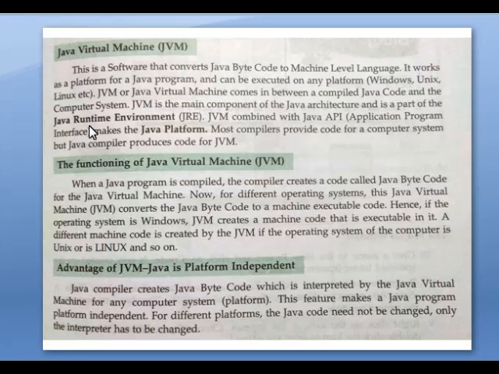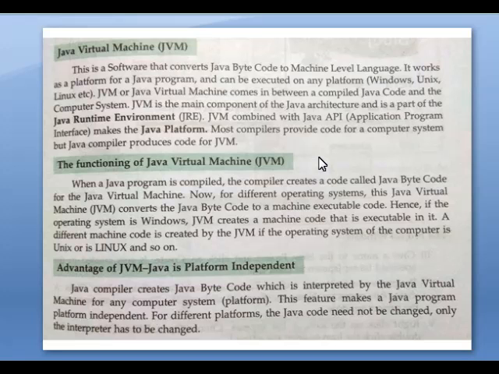Java virtual machine comes in between compiled Java code and the computer system. JVM is the main component of Java architecture and is a part of the Java runtime environment. So JVM combined with Java API, API means application program interface, makes the Java platform. Most compilers provide code for the computer system, but the Java compiler provides code for JVM.